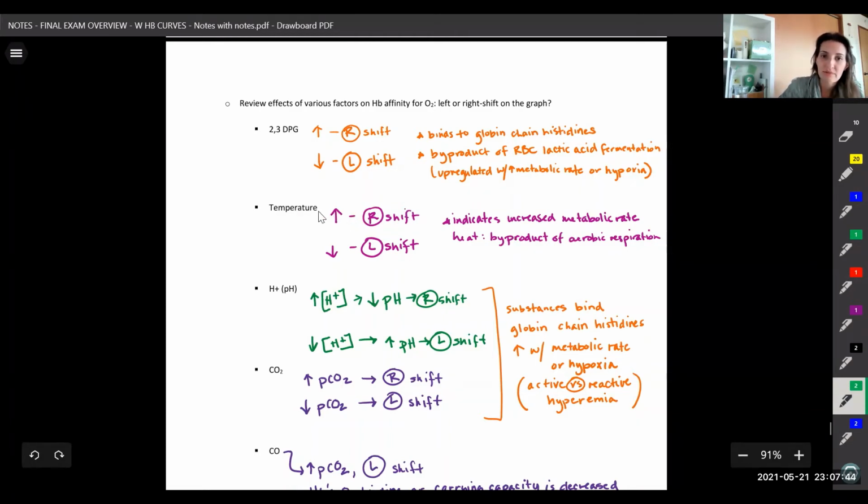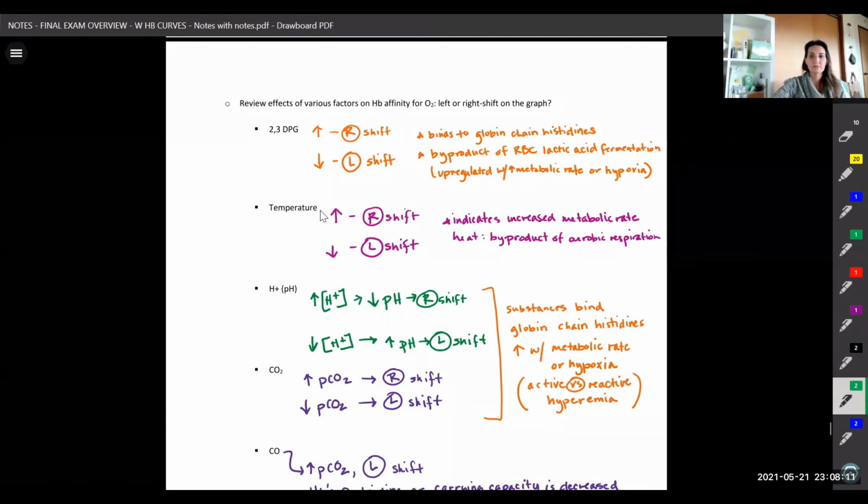And so when we have an increase in temperature, we expect a greater increase in metabolic rate. We'd have more CO2 production, more hydrogen ion production, and 2,3-DPG production, and that would give us a right shift. We have more of those metabolites to help push oxygen off. Hemoglobin is going to have a lower affinity for oxygen overall.